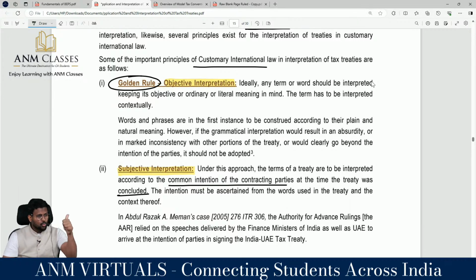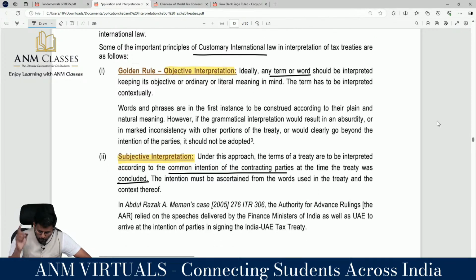Yes. Number one, golden rule. We are having golden rule, right? Debit what comes in, credit what goes out, debit the receiver, credit the giver, and debit all expenses and losses and credit all incomes and gains. Like in interpretation also, one golden rule is that objective interpretation. Ideally any term or word should be interpreted keeping its what?